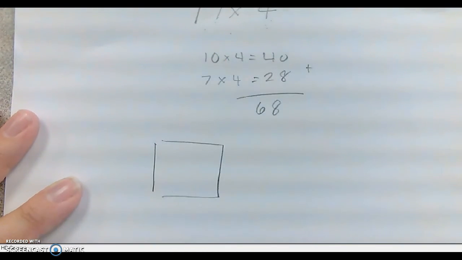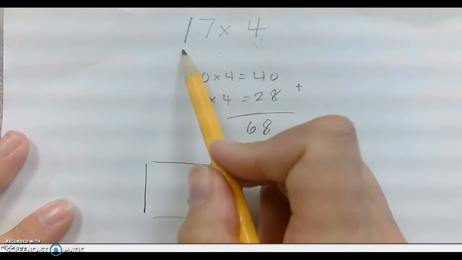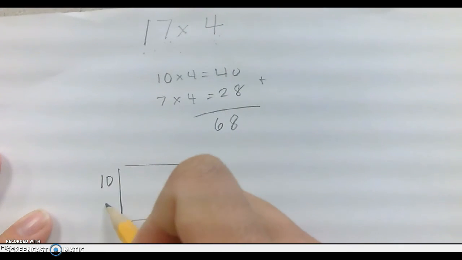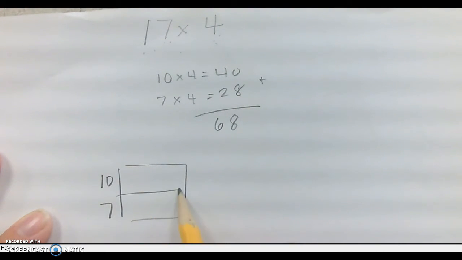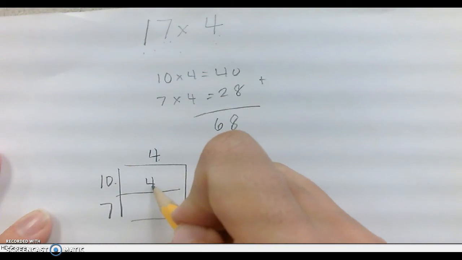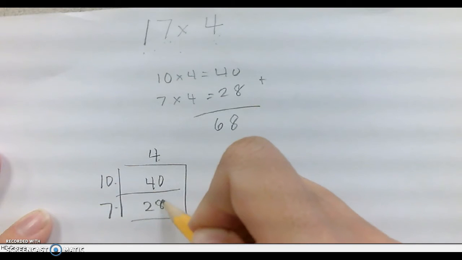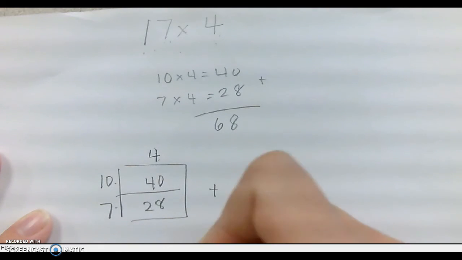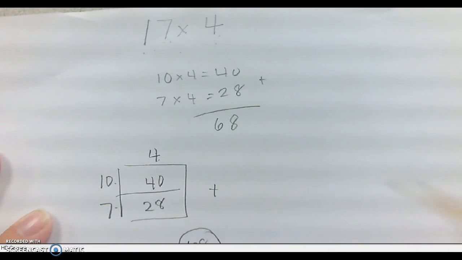Now, if that's complicated for you and you wanted to do the area model, you would just pull apart the 10 and the 7 up here, 10 and 7, and then put your 4 here. 10 times 4 is 40. 7 times 4 is 28. When I add those together, I get 68 as my answer.